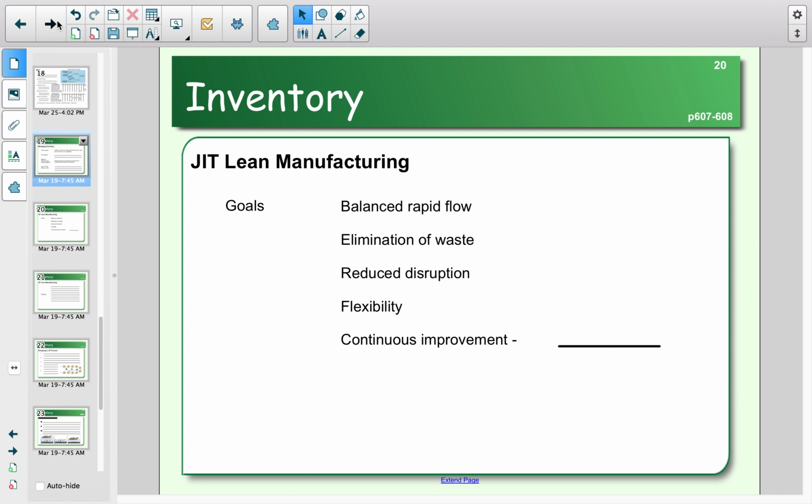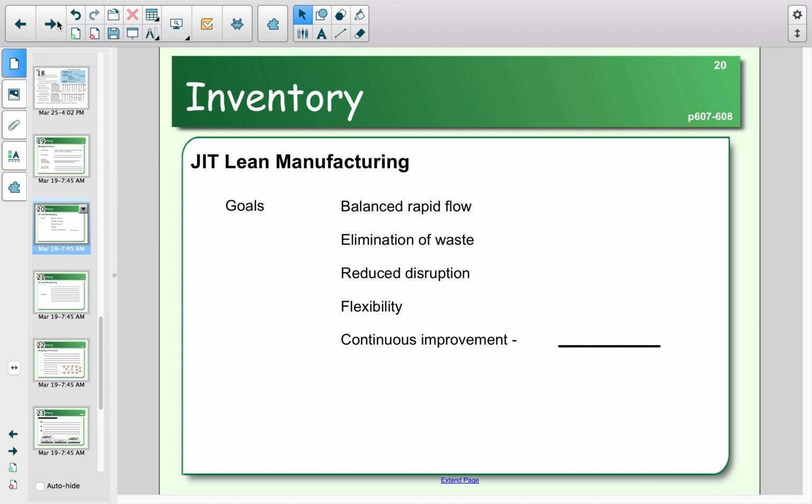So let's talk about just-in-time manufacturing and the goals that go with it. When we talk about just-in-time manufacturing, we want a balanced, rapid flow of production. The idea here is that we want to balance essentially the assembly line. That is, we don't want certain workstations to be idle while other workstations are working overtime to catch up. We want a nice balanced production.